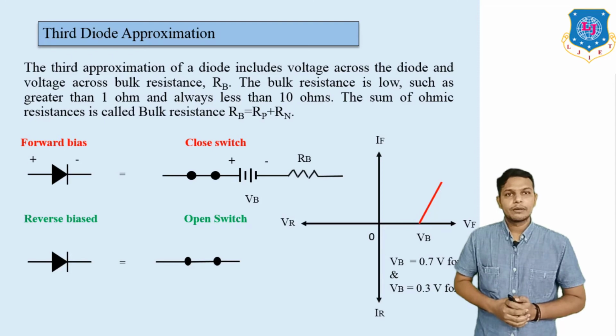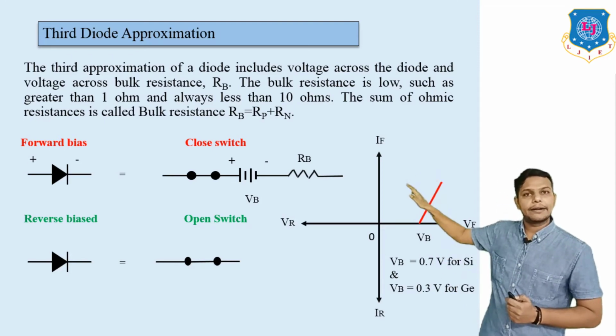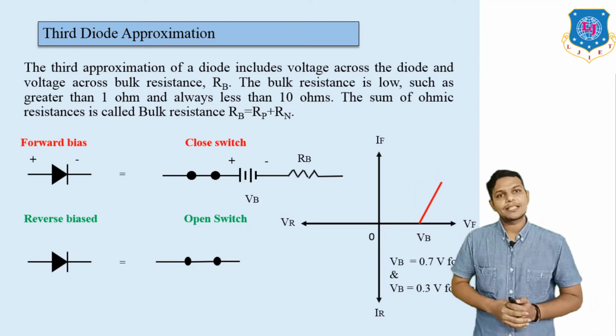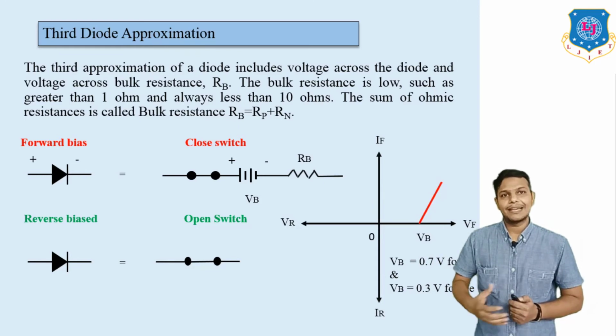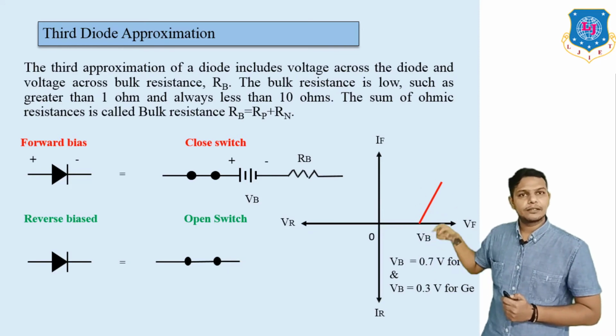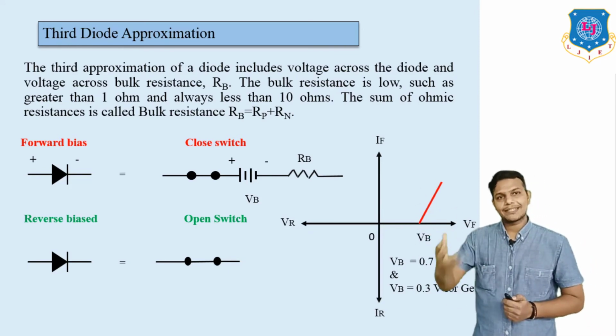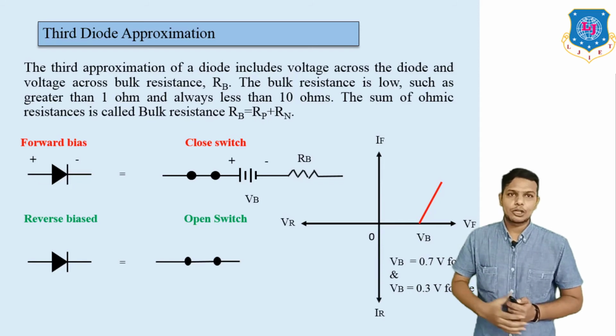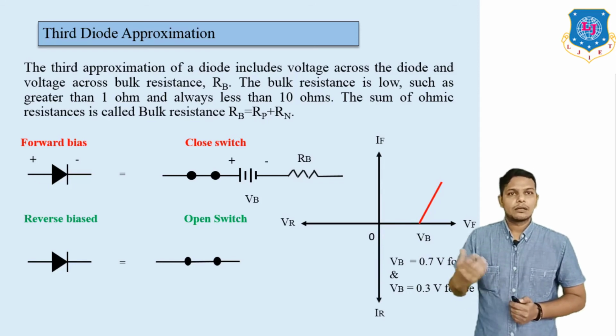Here your graph will start like this in a linear manner. Why is it linear? Because here we have added RB, which is known as bulk resistance. Basically, R is equal to V by I. So due to this reason, we can see this type of graph. Now let us discuss case number 2. Case number 2 is reverse bias.